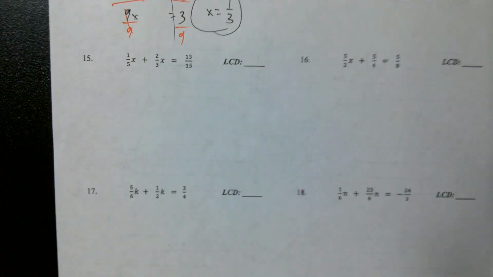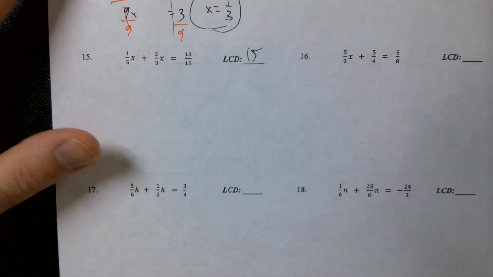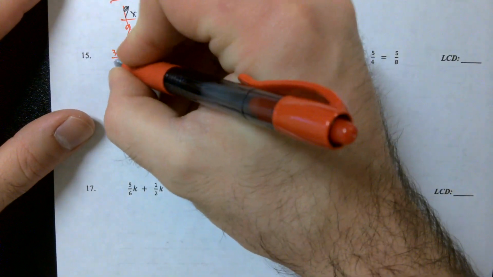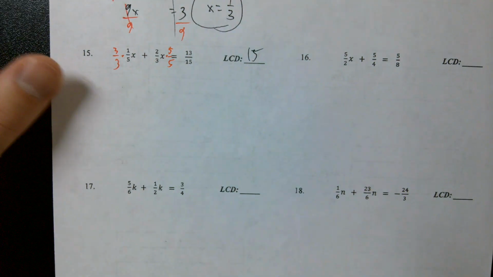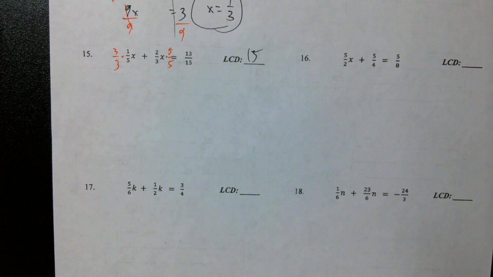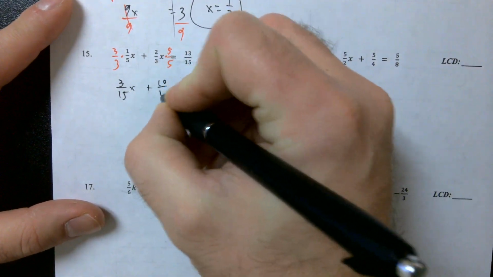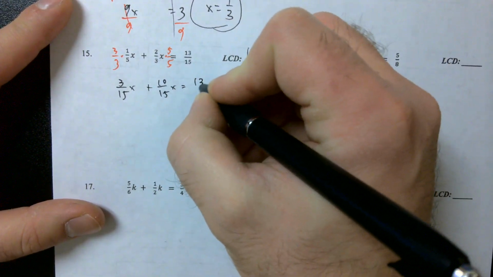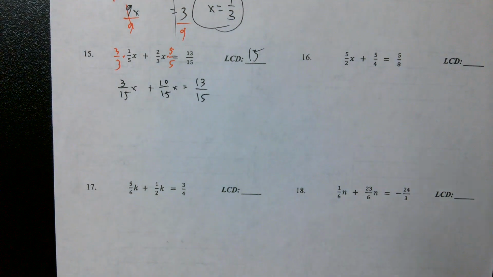Number 15, kind of like our warm-up, 3, 5, 15. Of course, my LCD is going to be 15. I'm going to multiply this first term by 3/3, the next term by 5/5. I'll leave my last one alone. What do I have now? I've got 3/15 x plus 10/15 x equals 13/15. Cross out all the 15s.